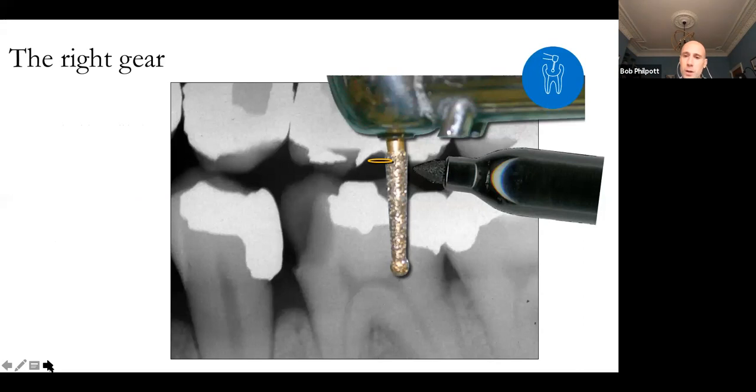And then I do think you need the right gear for access as well. Although I have to say it's massively overcomplicated, as it is with everything in endo. This is a slide from Dentsply, which is just, as you can see, a burr measured to your pulp chamber. It's interesting that they're doing access with the cavity at the mesial aspect of the tooth.